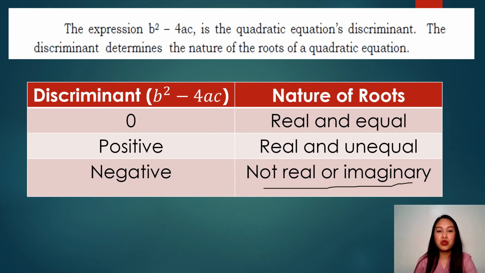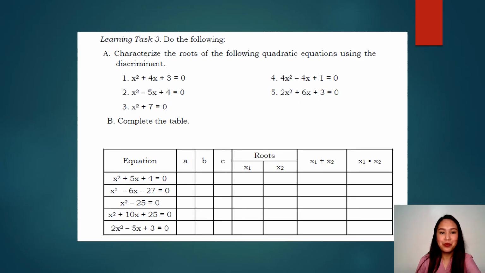But if you have computed for a positive discriminant, you're going to write on the last column real and unequal. But if you computed 0, you're going to write on the last column real and equal. Okay, so that is learning task 2.